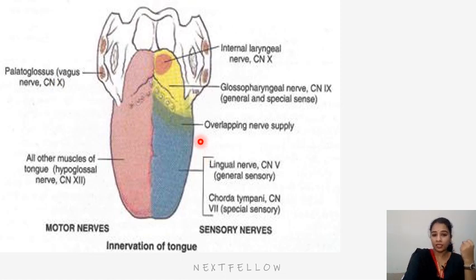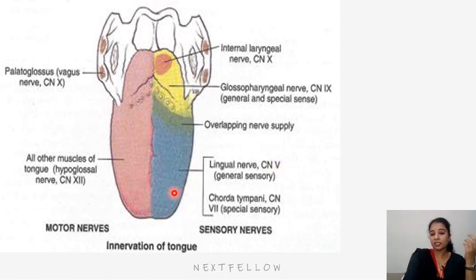And next, about the sensory supply, anterior 2/3. Developmentally, tongue develops anterior 2/3 and posterior 1/3 separately. So anterior 2/3 develops from the lingual swellings and tuberculum impar. So anterior 2/3 general sensory is by the lingual nerve. Lingual is a branch of mandibular. Mandibular is further a branch of trigeminal nerve.